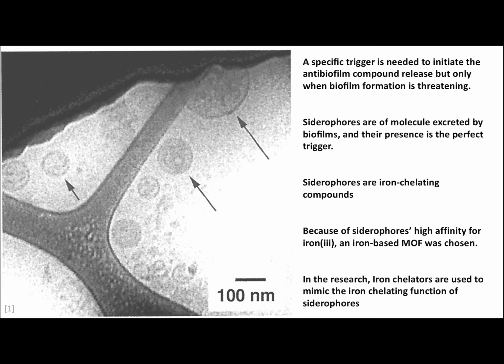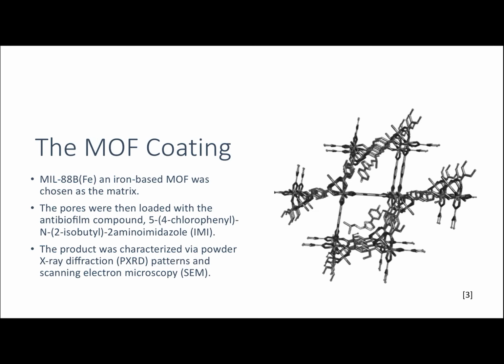When exposed to the chelators, the MOF's host matrix is partially degraded, which results in the release of the antibiofilm compound. In the research, MIL-88B-Fe is investigated as the matrix for the triggered release of the antibiofilm compound. The pores were then loaded with that compound, IMI, which specifically has a biofilm inhibiting effect, and the product structure and configuration were confirmed using PXRD and SEM.